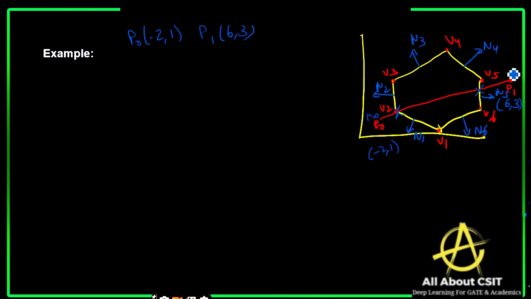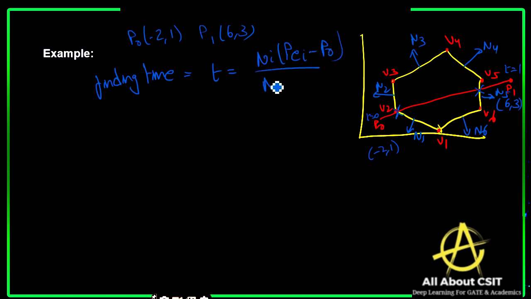When time t is equal to 0, P naught value is this. When time t is equal to 1, P1 value is this. At what time will the intersection point occur? We need to find the time. So for finding time, what is the formula? T is equal to Ni into (Pei minus P naught) divided by Ni into (P1 minus P naught).